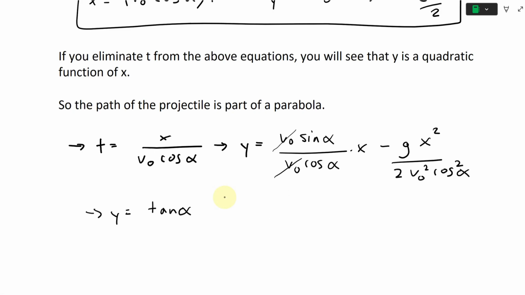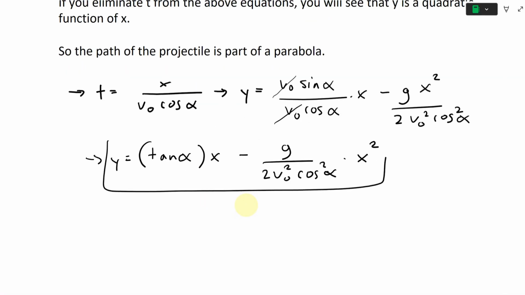Let me put this in a bracket so it doesn't look like it's part of the tan, and then minus all these giant constants by themselves, g over 2 v naught squared cosine alpha squared, times x squared. So this is just a quadratic. I'm not going to graph this out because we need all the other variables, but it's just a parabola because there's the x squared, there's an x, and everything else is constant.